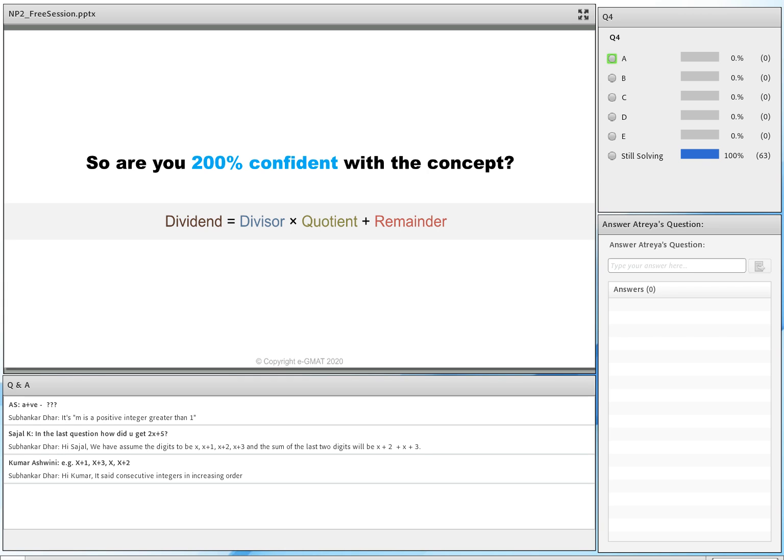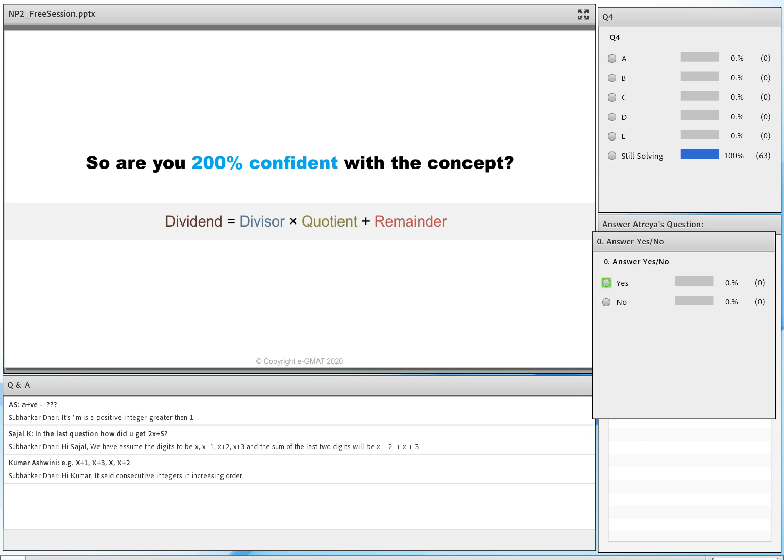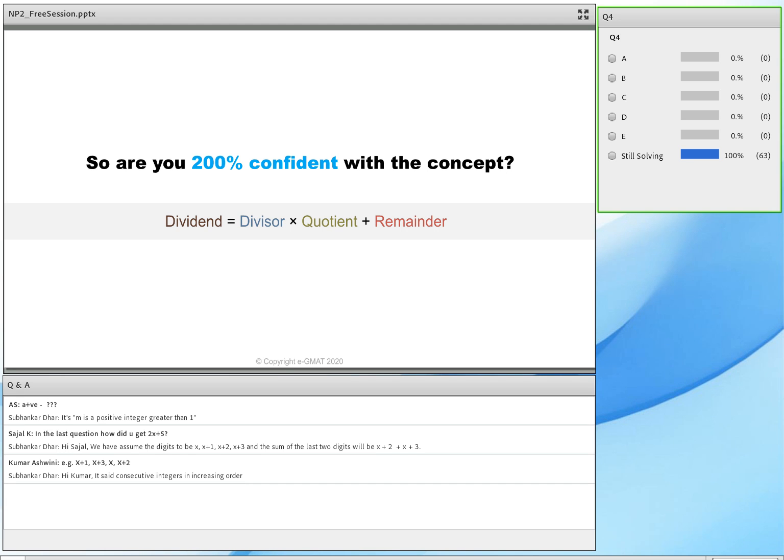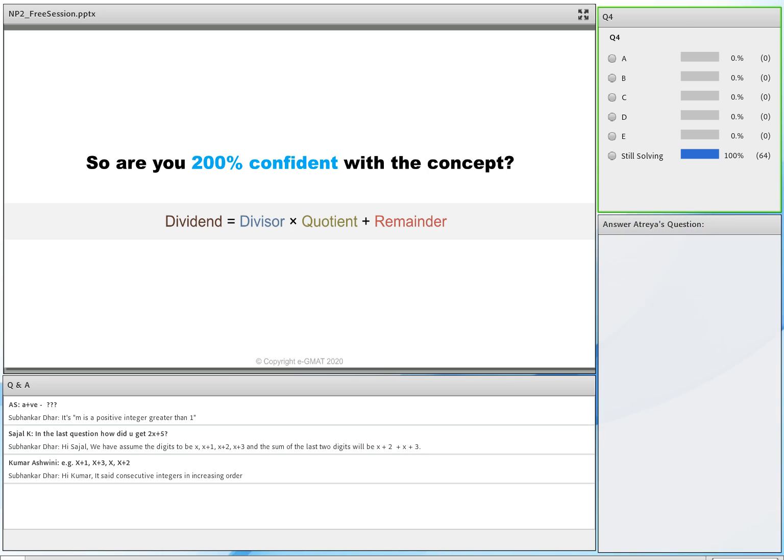All right, with that, a very important thing that we are going to learn here. Now, before that, answer me this question. Is the concept of dividend is equal to divisor times quotient plus remainder clear to all of you? Is it understandable? So from the first question where it seemed really difficult to this question, I hope you bridged a lot of gaps there. And I'm so happy to see a lot of yeses here. So what I'll do is I'll hide the poll. Just give me one moment. Yes. Okay. All right. So I also have the still solving pieces here.